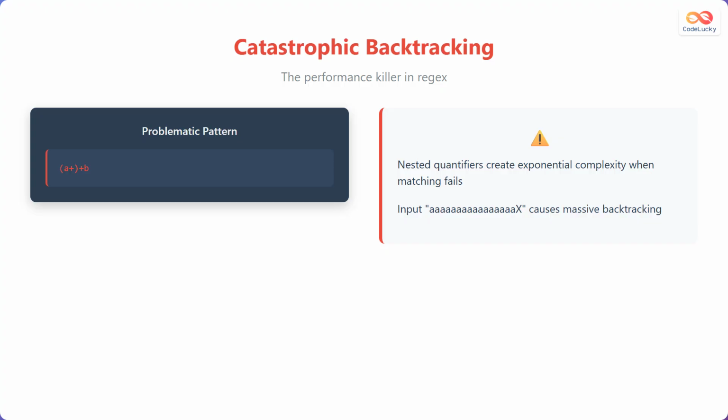One of the key challenges in regular expression performance is catastrophic backtracking. Consider the problematic pattern: (a+)+b. When matching fails, nested quantifiers like these can create exponential complexity. For example, an input string like a repeated many times followed by x can cause a massive amount of backtracking as the Regex engine tries every possible combination.